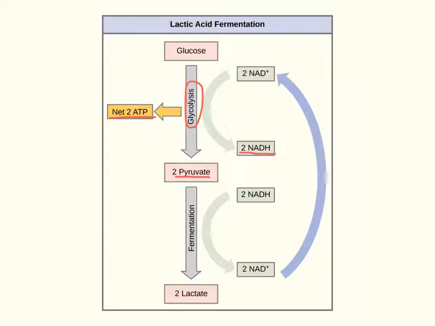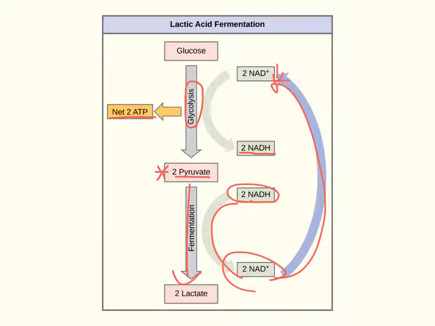Since there is a lack of oxygen to drive the Krebs cycle and electron transport, those steps are not available to the cell. Pyruvate begins to build up in the muscles and NAD supply begins to run out, threatening to shut down glycolysis and end ATP production. So, NADH is used to convert pyruvate into lactate. This recycles NAD to keep glycolysis running until more oxygen becomes available.